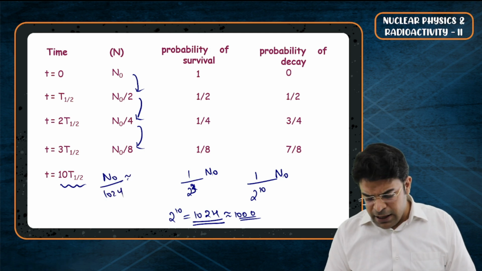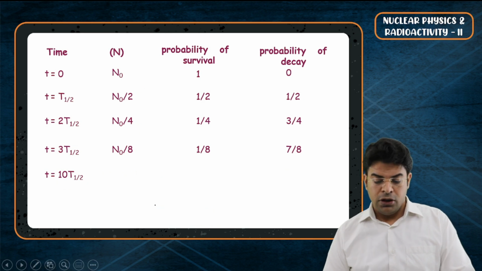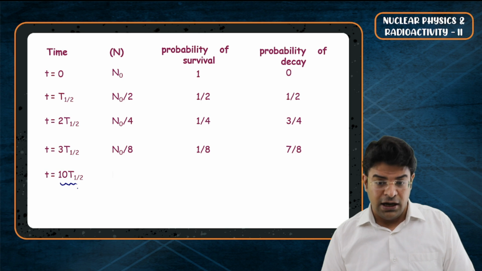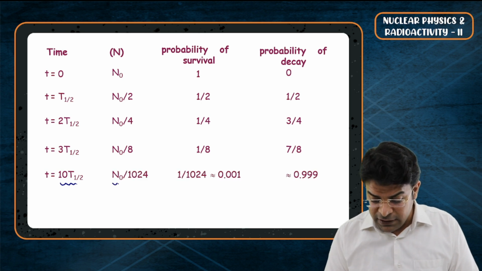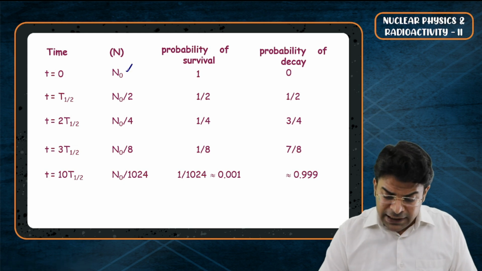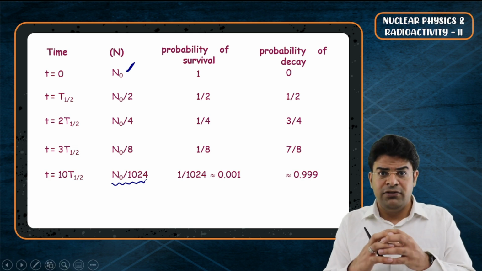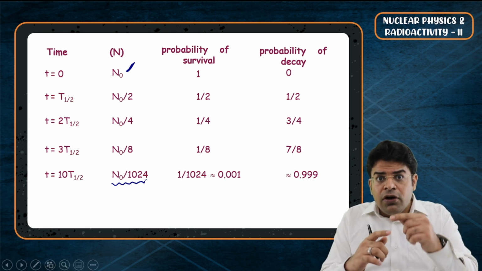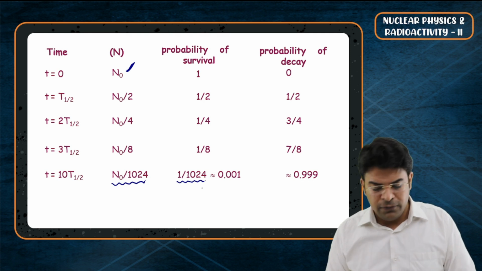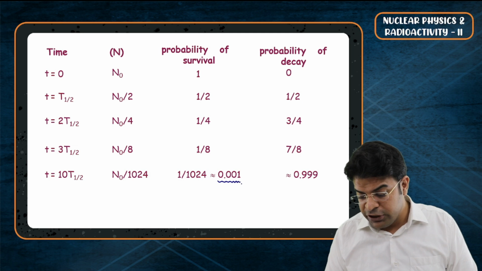And that can be approximated to N0 by 1000, that is 0.001 N0. So we say at time equals 10 T half, the number of active nuclei will be N0 upon 1024. So out of the initial N0, only N0 by 1024 has survived. So what is the probability of survival? 1 by 1024. And that can be approximated to 0.001.